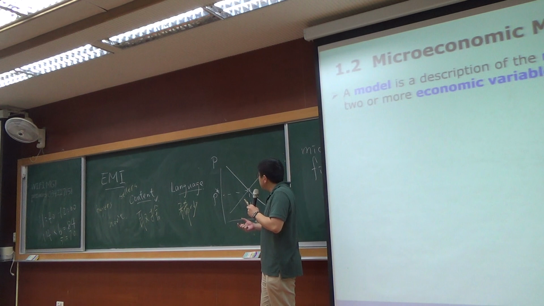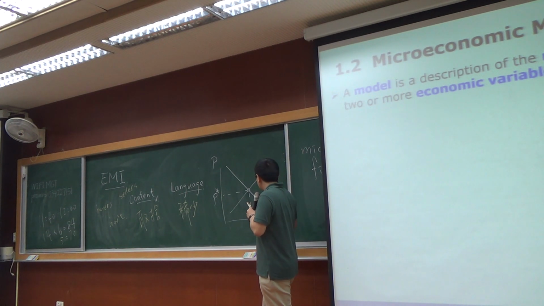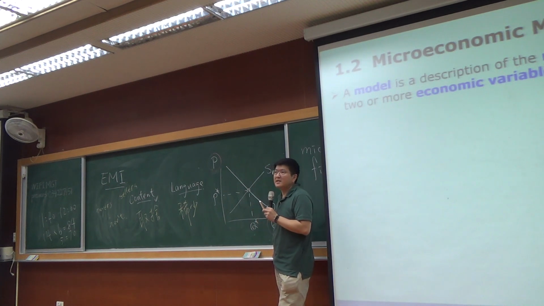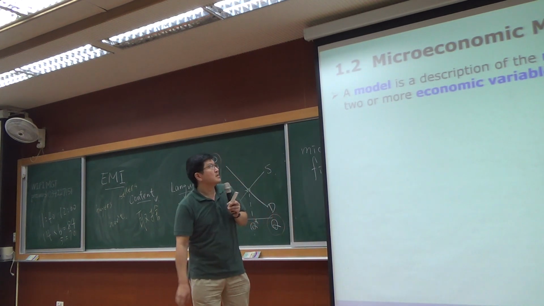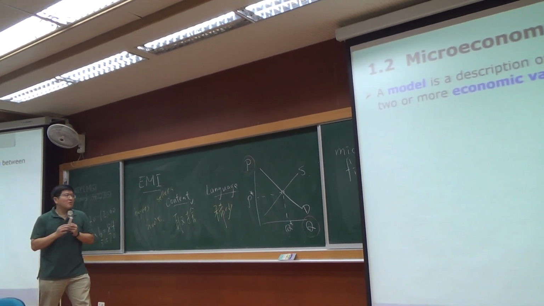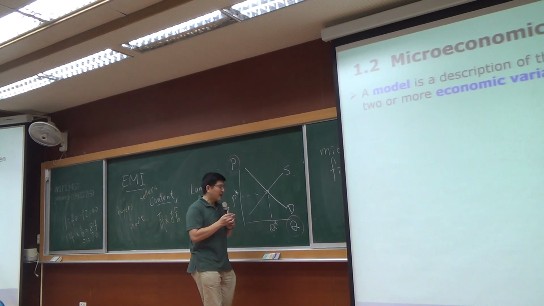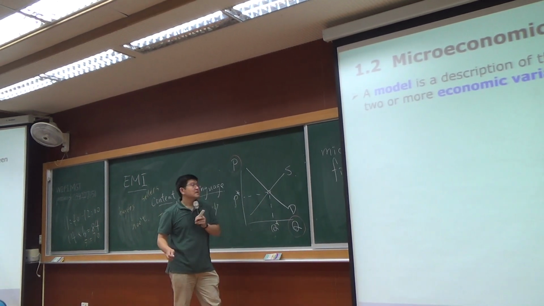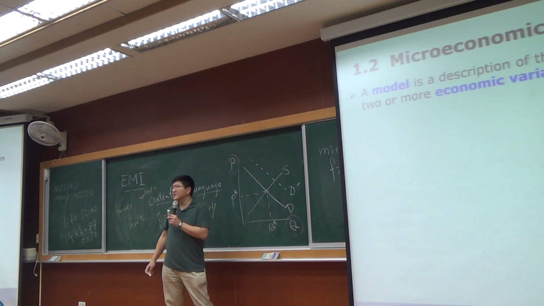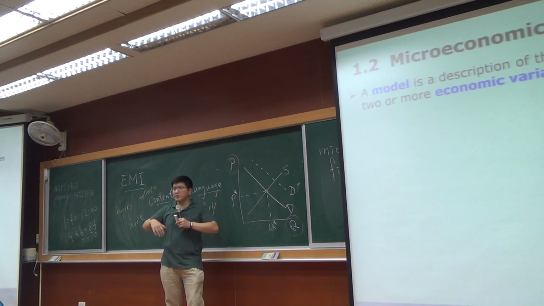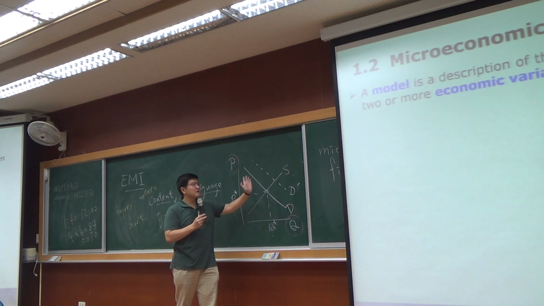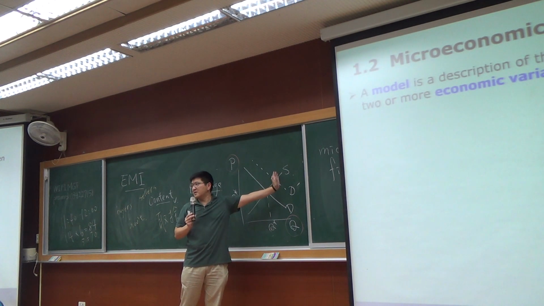So we have a relationship between price and quantity. Okay? So in this model, we are talking about price and quantity. But not only price and quantity. If we got higher income, we may have a higher demand, right? If our income increases, then the demand curve may shift outward, okay?